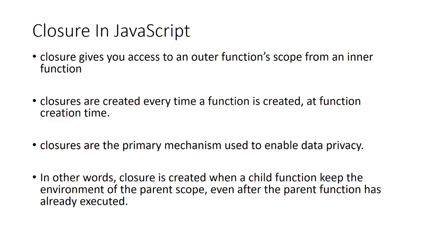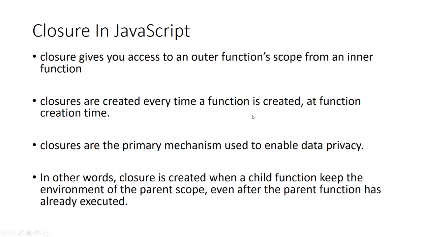Also, in other words, a closure is created when a child function keeps the environment of the parent scope, even after the parent function has already executed. Sometimes we return an inner function from our outer function. So even if we have executed that outer function, we can still access the outer function's variables inside that returned function. So these are the definitions, or we can say usages, of closure in JavaScript. We'll see practicals one by one for all these closure examples.